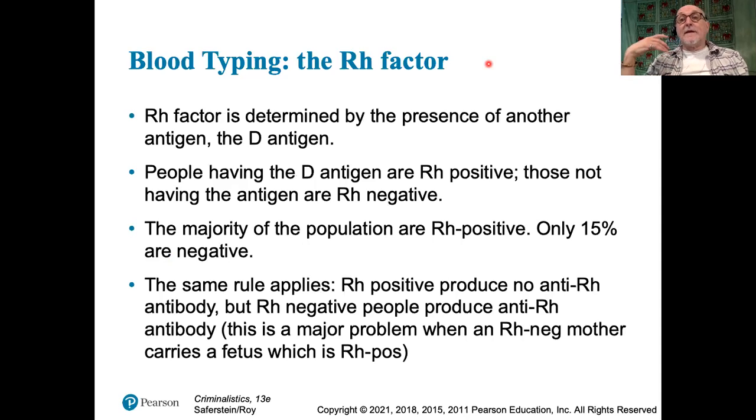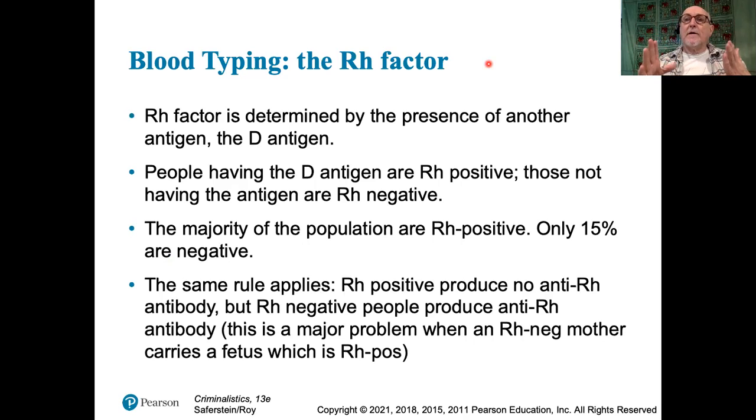Okay, so there is one other blood factor that is taken into account, and this tests for the presence of another antigen. It's called antigen D. If you have antigen D present on your blood corpuscles, then you are said to be Rh positive. I think most of you have heard of that. So people with the antigen are Rh positive. If you don't have it, you're Rh negative.